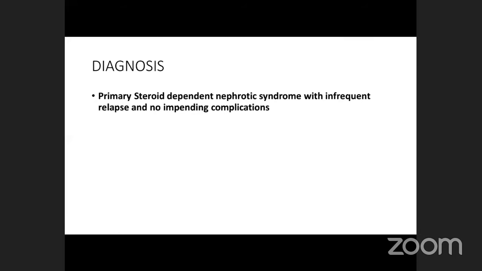Why past history of UTI? Okay, so what really happens is, may not be for nephrotic syndrome, but repeated episodes of UTI may lead to chronic kidney disease. So that's why UTI, because repeated episodes of UTI can give rise to CKD, not nephrotic syndrome.